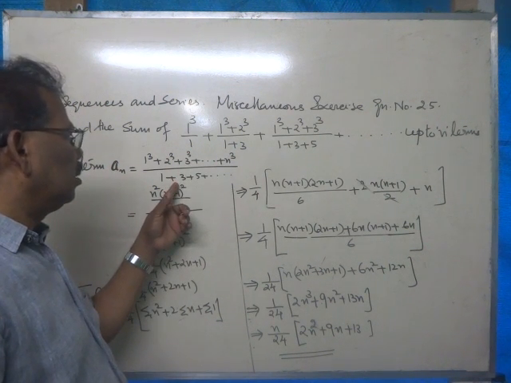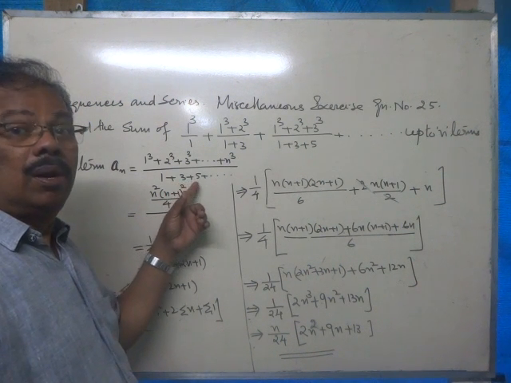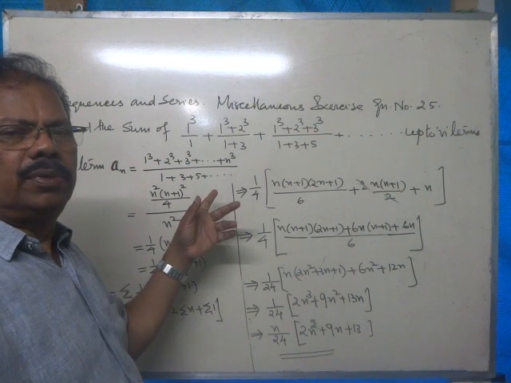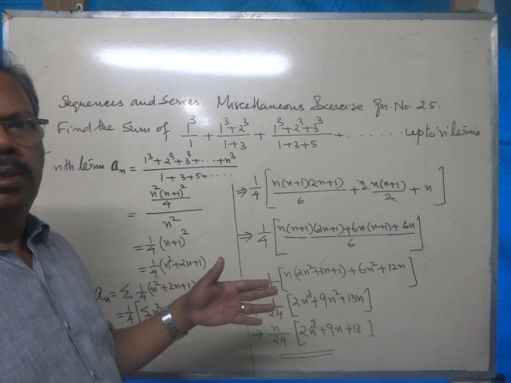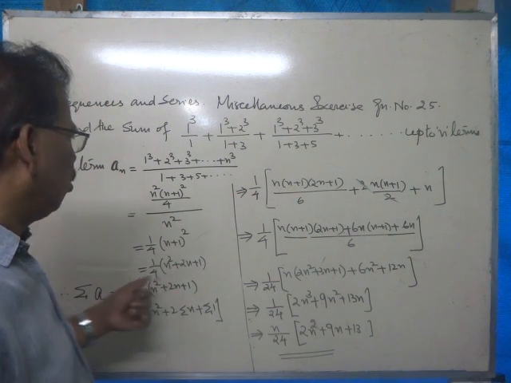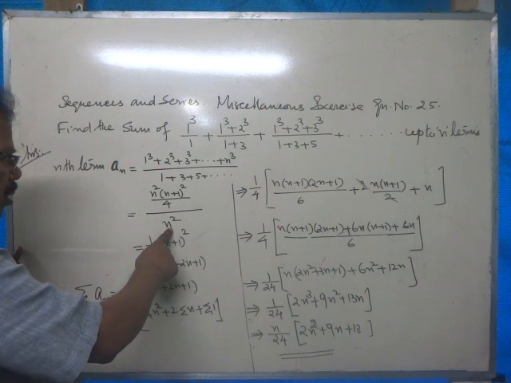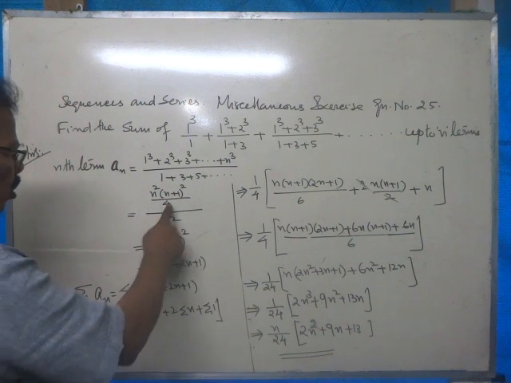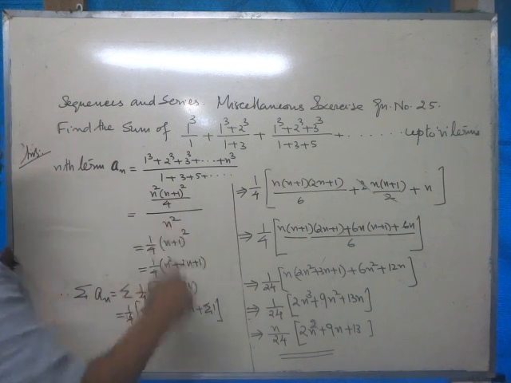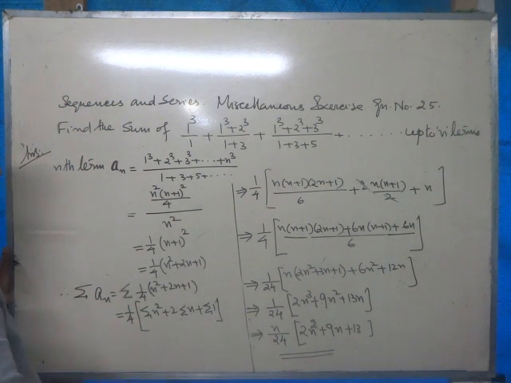Here, this is the sum of the first n odd numbers. The sum of the first n odd numbers is given by n square. Now this n square and n square get cancelled. Then the fraction reduces to 1 by 4 into (n plus 1) whole square. Expanding (n plus 1) whole square, we get n square plus 2n plus 1.